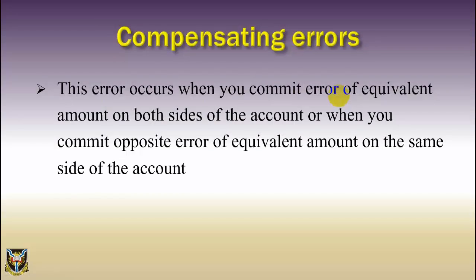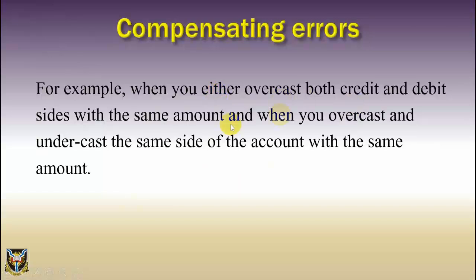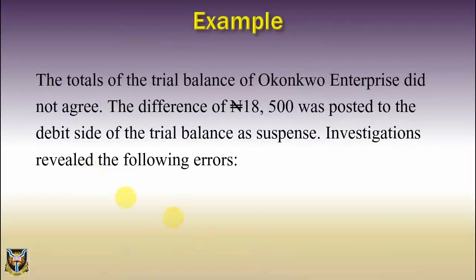6. Compensating errors. This error occurs when you commit error of equivalent amount on both sides of the account, or when you commit opposite error of equivalent amount on the same side of the account. For example, when you either overcast both credit and debit sides, or when you overcast and undercast the same side of the account with the same amount. In this case, you will correct the error as appropriate.